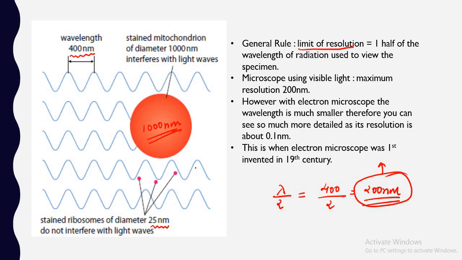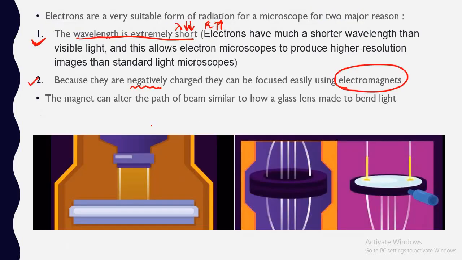So in order to observe something smaller than 200 nanometer, electron microscopes are used. Why? Because they have a resolution power of 0.1 nanometer. You see, that is way too small, so any detailing can be observed. That was the reason electron microscopes were invented. I hope you are clear why visible light cannot give you a resolved picture and why electron microscopes can. So I hope I am clear with this first one.